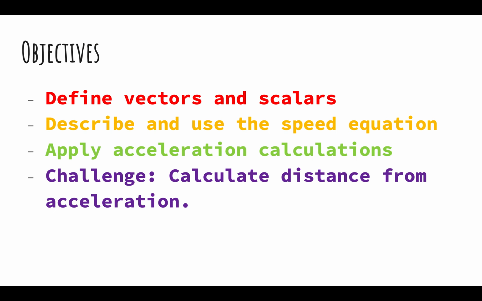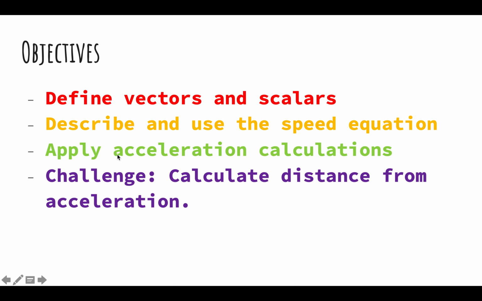Let's describe and use the speed equation. Speed equals distance divided by time, and you end up using it so much it just sticks in your brain. Or come up with a little rhyme. It sort of rhymes as speed equals distance divided by time. There we go. It's one for you. That was embarrassing. Moving on.